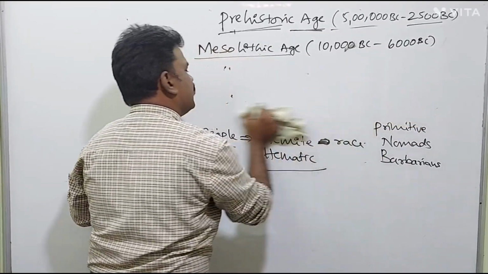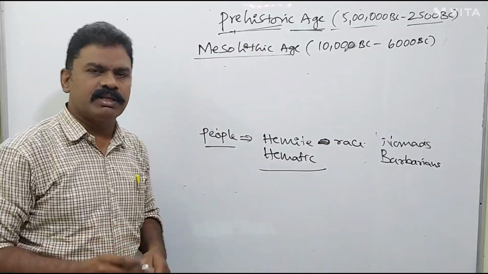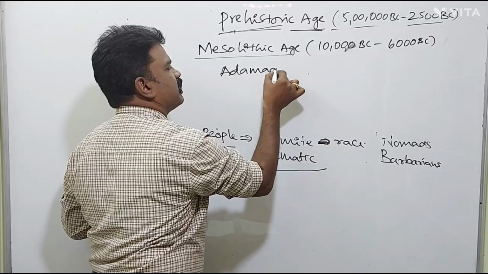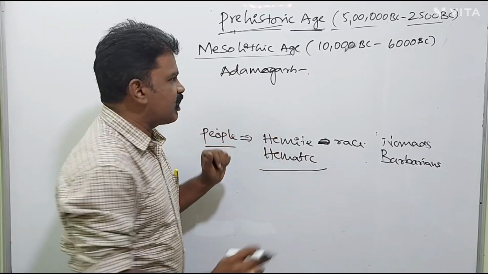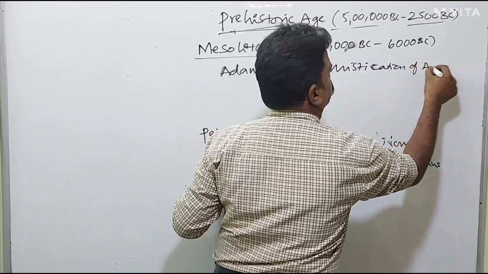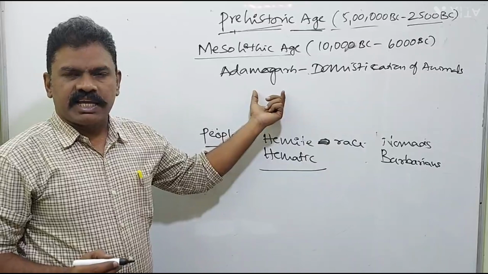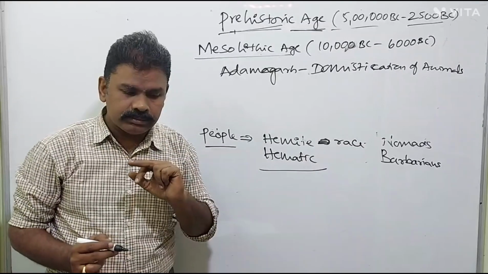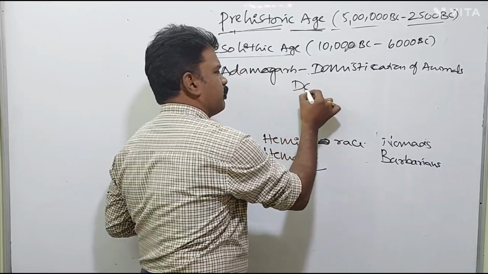According to H.D. Sankalia, these people started the domestication of animals, and the first domestication of animals was found at Adamgarh in Madhya Pradesh. It was the first place where domestication of animals was found. It was recognized by H.D. Sankalia. Next, the world ancestor of dog. The dog was the first animal domesticated.